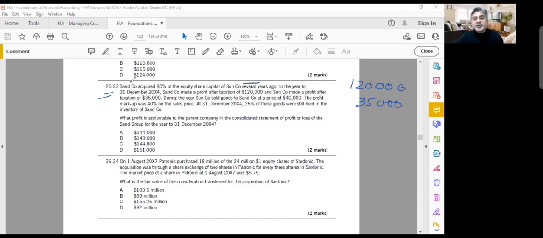During the year, Sand company sold goods, so the subsidiary is selling to the parent. Sand company sold goods to Sun at a price of 40,000. 40,000 is the value of goods. The profit markup was 40% on the sales price. If it says markup, it means 40 divided by 140 on the sales price.